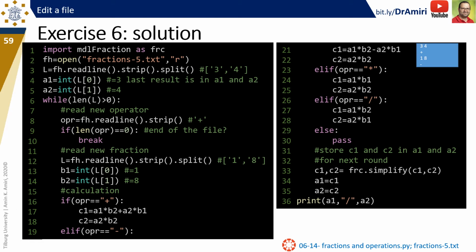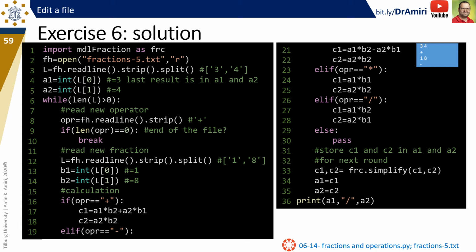So you can see here, I opened the file in line 2, and then in line 3, I read the first line, which is 3, blank space, 4. Then I use a strip on that to remove any backslash n at the end or anything. And then I use a split so that I have a list of a string 3 and a string 4 here. Then I'll turn these string 3 and string 4 to integers and place them in A1 and A2 respectively in lines 4 and 5. Note that the last result of all operations will be stored in A1 and A2 in the next lines.